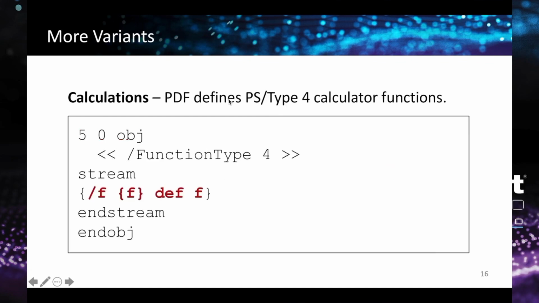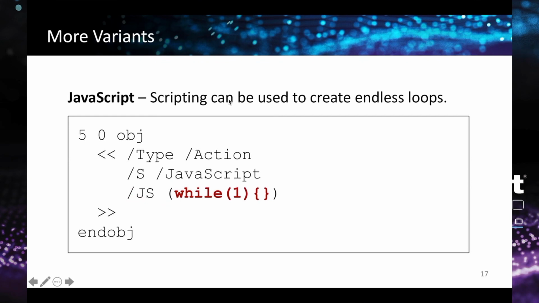Also, PDF defines type 4 calculator functions, for example, to transform colors. And this may once again allow us to define an infinite loop by defining a recursive function. And finally, in case the PDF application supports JavaScript within documents, well, then infinite loops are super easy to introduce, right? Okay, so the takeaway here is that there's lots of options to keep the PDF processing application busy by forcing it into an infinite loop, thereby consuming all available CPU.